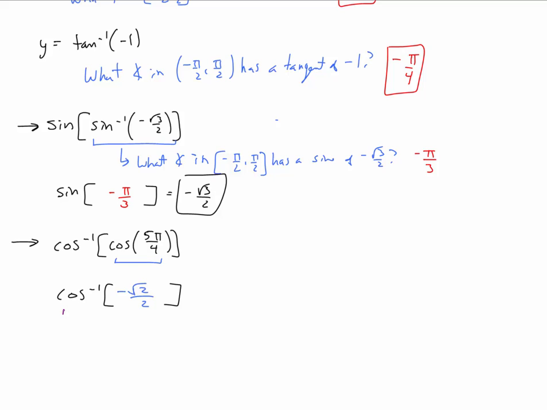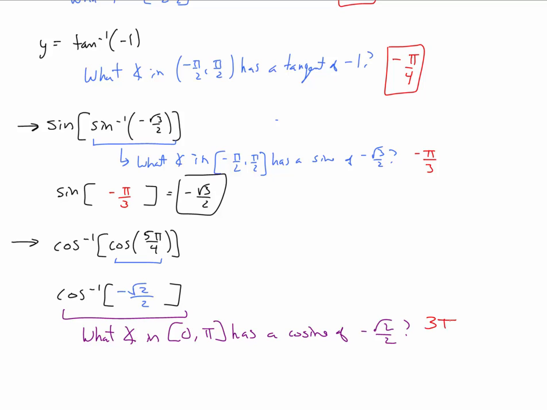Now this piece, this is a question, and this is the work you show. What angle in the interval 0 to pi has a cosine of negative square root of 2 over 2? That's the question. If you think about that, that has to be in the second quadrant, because the cosine is negative in the second quadrant, and it has to be a pi over 4 multiple, so here we would get 3 pi over 4 for our solution. So you can see the inverse cosine and the cosine just don't undo each other. You have to consider the restrictions on those inverse trig functions. Let's look at a few more of those.